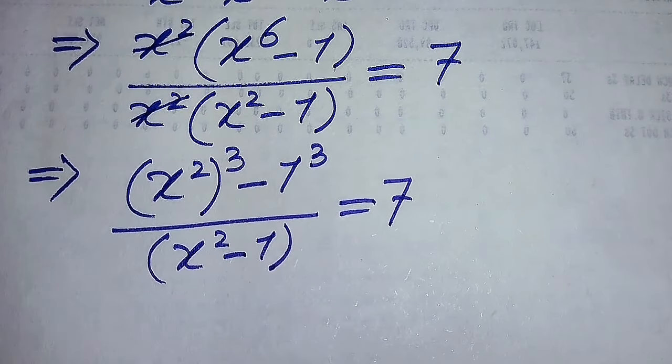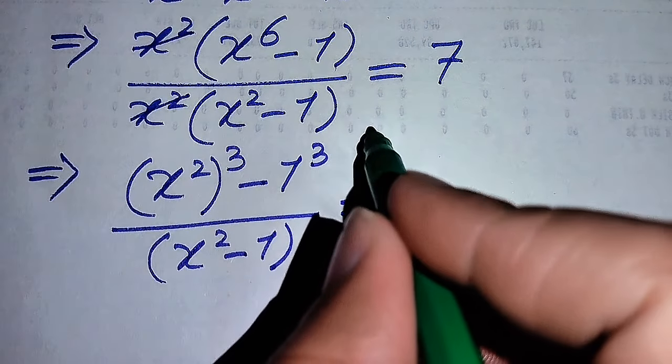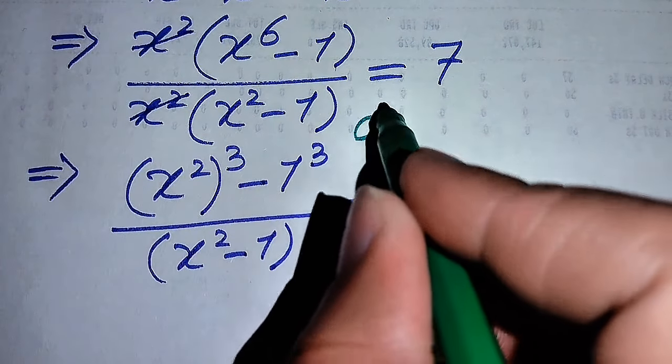Here we need to use the nice cubic formula on the numerator term of the left hand side. You know the cubic formula: a cubed minus b cubed is equal to (a minus b) times (a square plus ab plus b square). After applying this cubic formula, the base of this term is our a and the base of this term is our b.